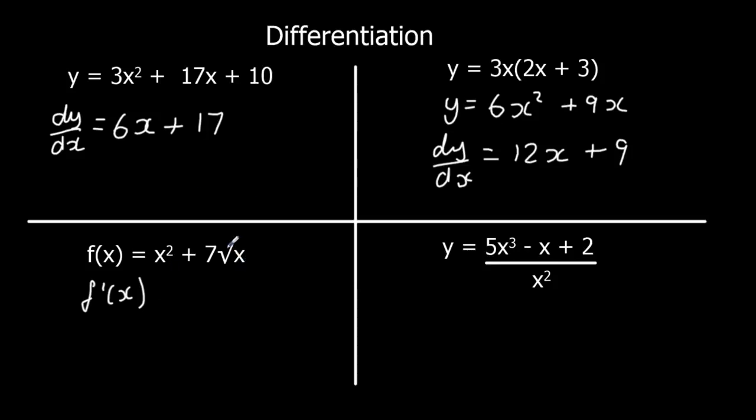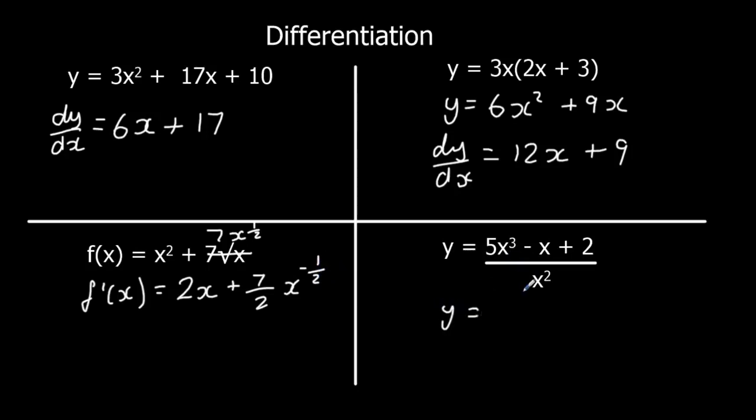But actually, we should have changed this first to x to the power of a half. So this is 7x power of a half. And then we just follow the same process again. Times by the power, take 1 off the power. 7 times a half is 7 over 2. And then half take away 1 is minus a half.